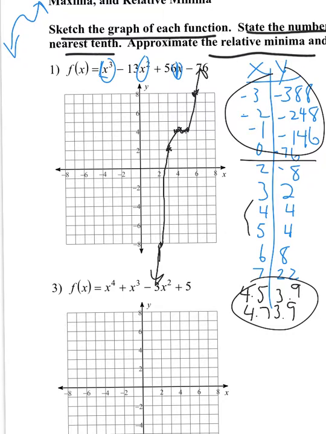Okay, now we need to identify all of our things. How many places does this cross the x-axis? There's only one, so there's one real zero. We need to give the number of real zeros, and the zero we need to approximate to the nearest tenth. Notice at 2 we were down at -8, and at 3 we're at 2. So it's going to be a little bit closer to 3, and we're going to say it's about 2.7. You have to be reasonably close with this, but maybe not exact. So it's about 2.7. Now we need to give the relative minimum and maximum.